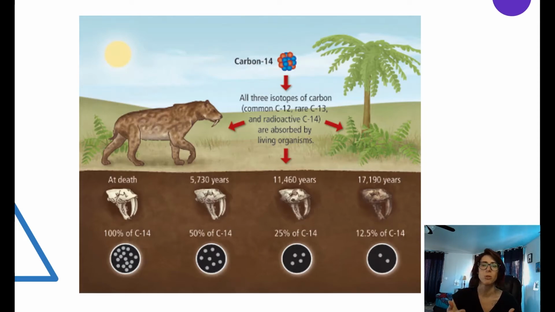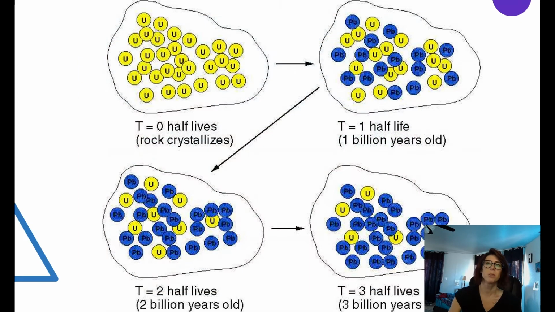So by looking at the ratio between carbon 12, which is the normal form of carbon, and carbon 14, the radioactive version of carbon, we can estimate how old animal and plant remains are, because those ratios change over time, as you can see in this image. Different radioactive isotopes decay at different rates, so we use different ones to age things differently.